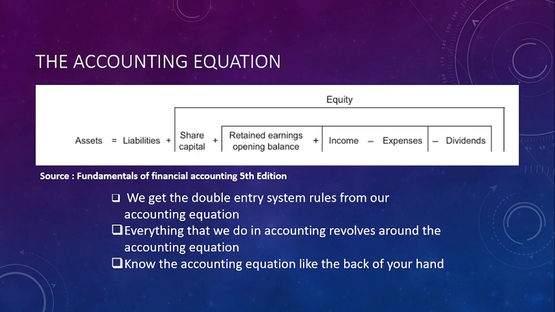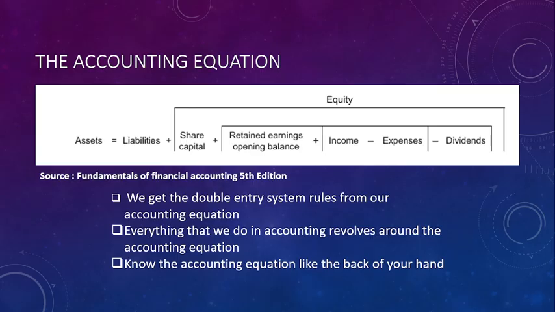Now, when we look at that, we're just looking at the fact that we've got income and we've got expenses all under equity, right? Then we also have retained earnings opening balance. And then we also have share capital and dividends. We're going to tackle all of these as we continue on with the lesson. So, like I said, everything that we're doing in accounting revolves around the accounting equation. Know this equation, right? You need to know these equations.